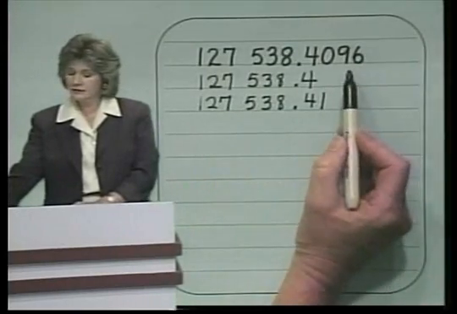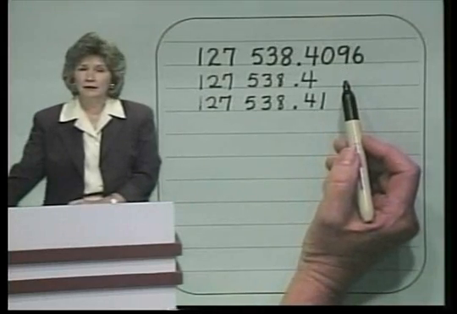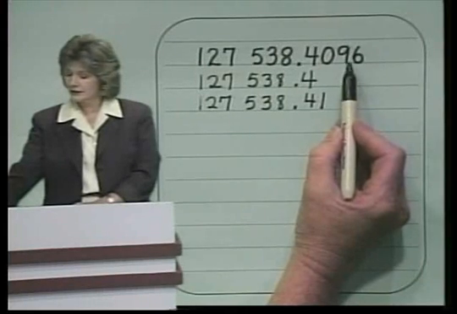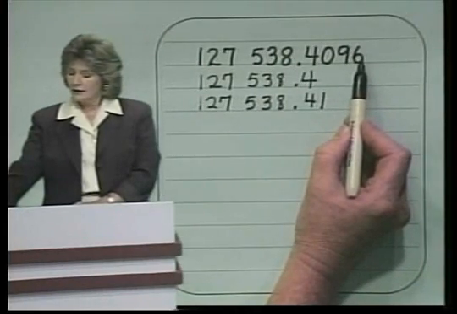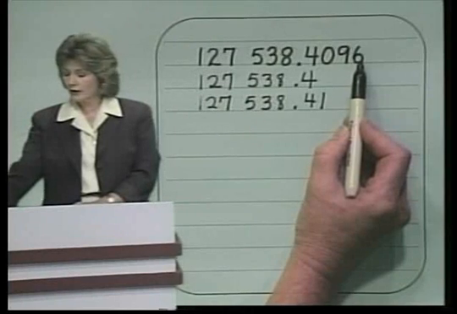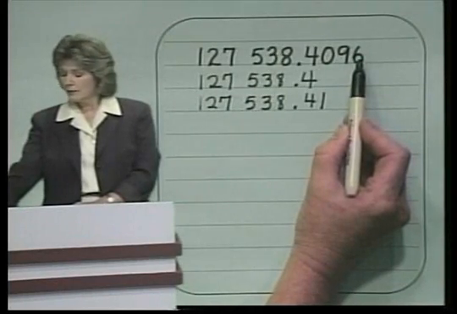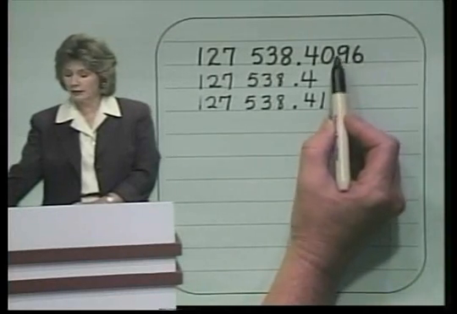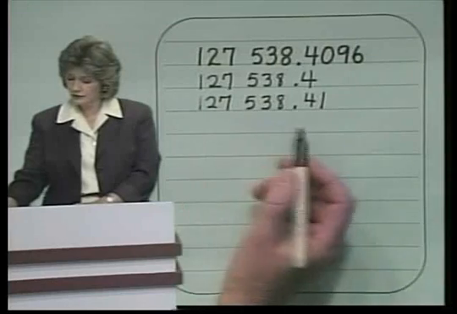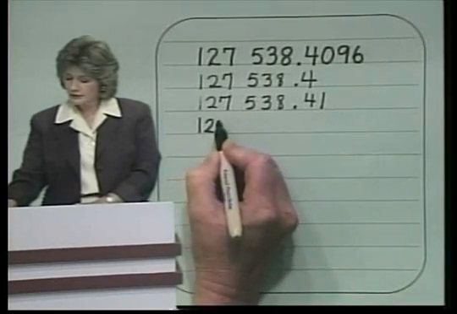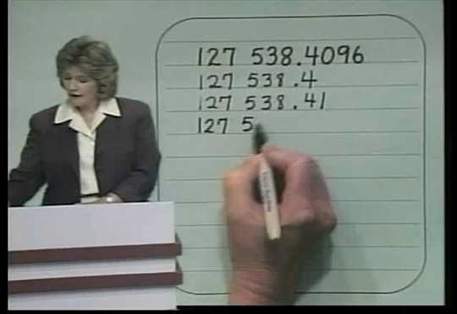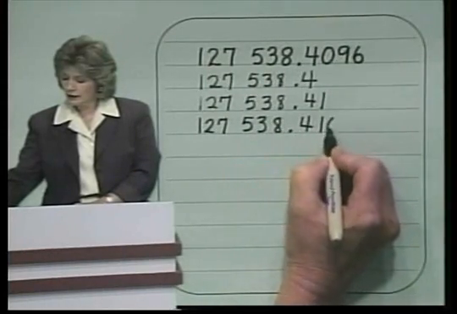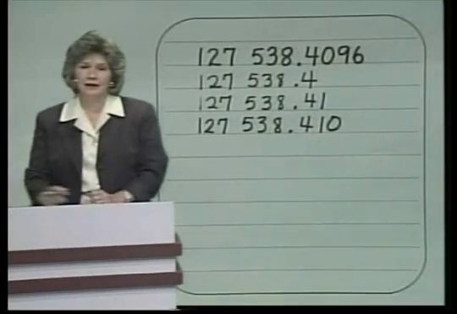Now let's round to the nearest thousandths place. Locate the thousandths place, and I see the digit 9 is sitting in the thousandths place. To the right of the 9 is 6, and that happens to be 5 or greater, so we need to round up. But when we add 1 to 9, notice that it goes to 10, so we'll have to place a 0 there and then a 1 in the hundredths place. So this number rounds to 127,538.410. That's rounded to the nearest thousandths.